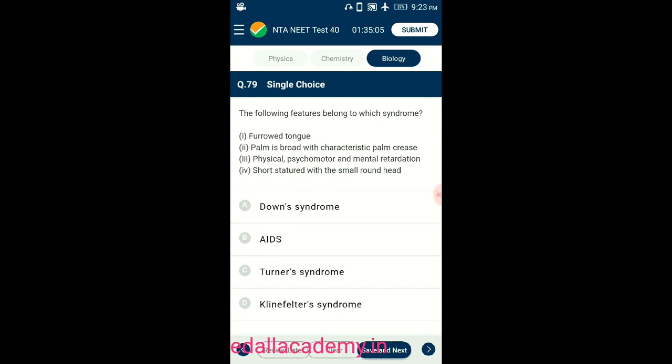The following features belong to which syndrome? Here Down syndrome is a chromosomal disorder. The cause of this genetic disorder is the presence of an additional copy of chromosome number 21, that is a trisomy of 21. This disorder was first described by Langdon Down. So the answer for this question is option A. The features belong to Down syndrome. So the correct option is A.